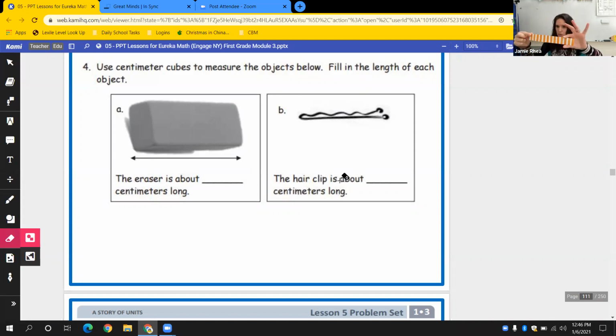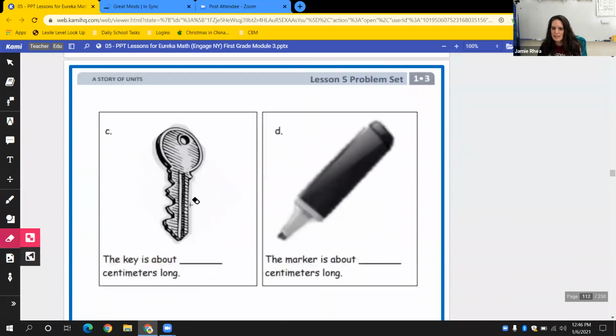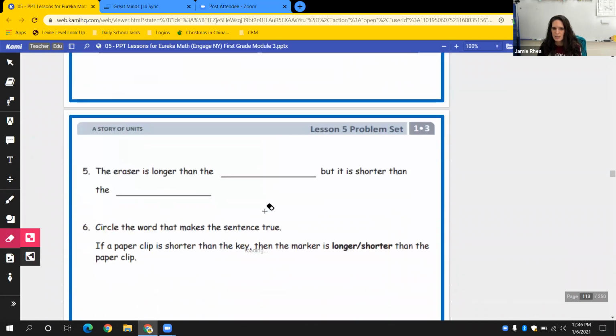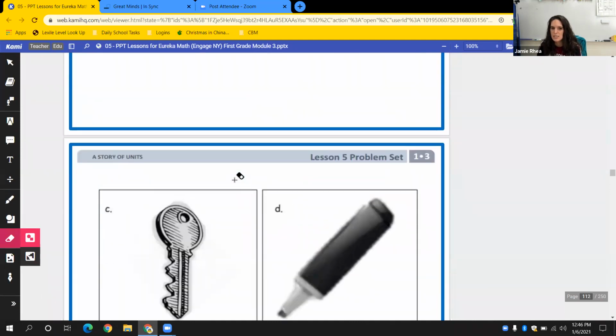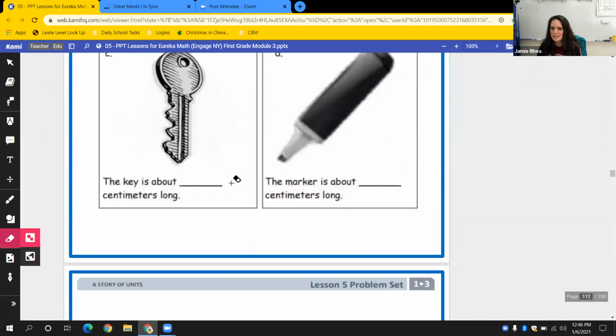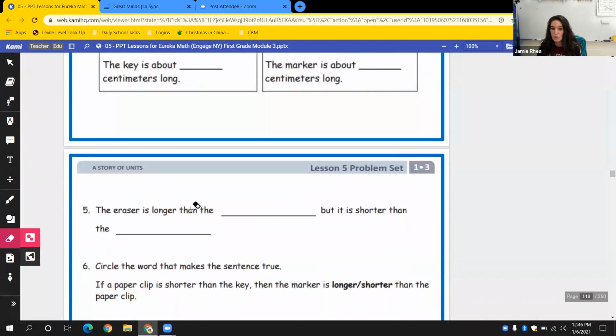So this kind of looks like a ruler. So my eraser, I'm going to line up my endpoints and I'm going to measure it. And then I'm going to count how many centimeters long it is. Okay. Same thing with the hair clip or the bobby pin. You've got a key and a marker. Okay. Now, number 5 says the eraser is longer than the blank, but it's shorter than the blank. So you're going to use these 4 pictures to decide the eraser is longer than the blank, but it's shorter than the blank by measuring each one, okay?